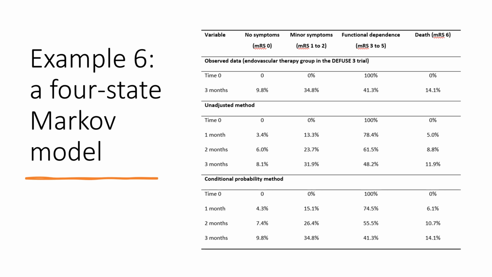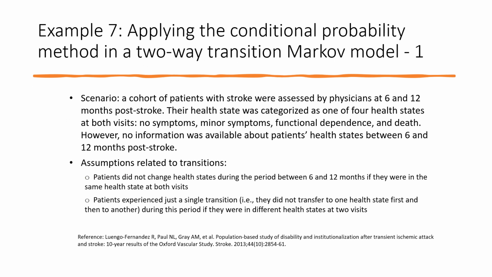We did not change the functional dependence and death states, but we did define no symptoms, MRS score 0, and minor symptoms, MRS scores 1 to 2. We ran the 4 health state model using the conditional probability method, and our results were consistent with the observed data. The conditional probability method was applied to more complex scenarios in example 7, allowing for two-way transitions from health to disease, and from disease to health, and for patients to be allocated to different health states at the beginning of Markov model.